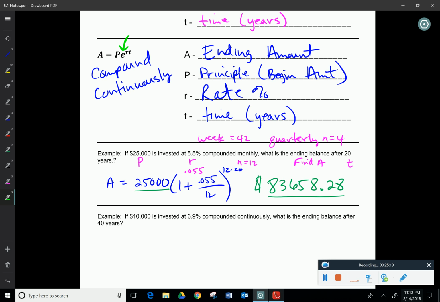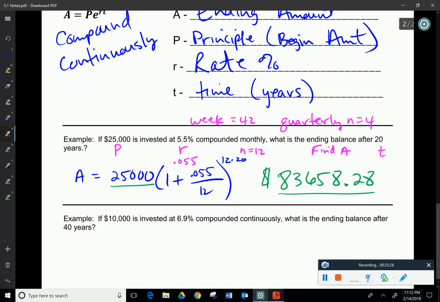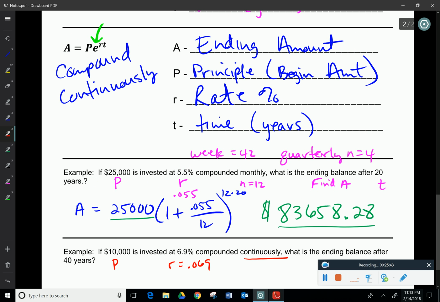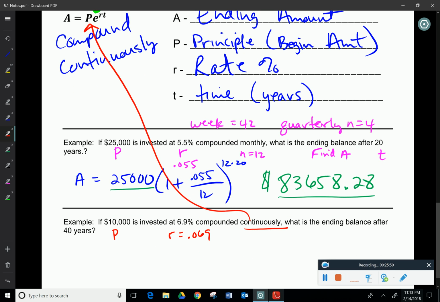All right, so here's the idea on this particular problem. It says if 10,000 is invested, so there's our beginning amount, there's our principal, at 6.9%, so there's our R. Remember, we're going to write it as a decimal, so 0.069. And because it says compounded continuously, that just tells me, hey, this is the equation I'm going to use, as opposed to the one up at the top. And it says, what's the ending balance after 40 years? So I'm going to let t equal 40.